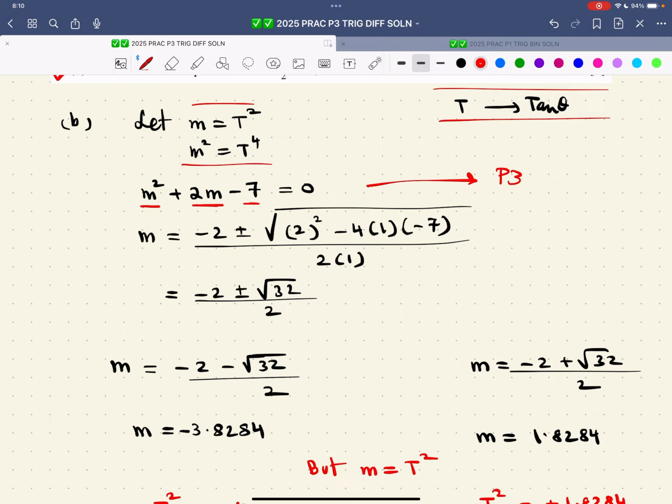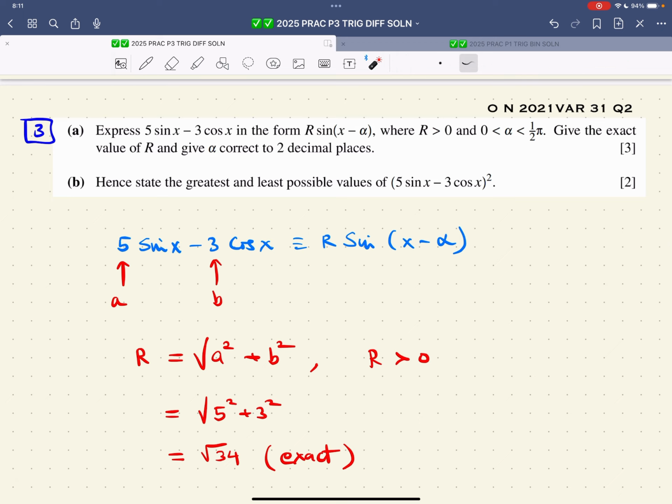Now question number 3, again trigonometry. This time it's about compound angle, but not the whole thing, just a bit, not the normal equation or something like that. Express 5 sine x minus 3 cos x in this format where r is positive and alpha is acute. Give the exact value of r, alpha correct to 2 dp.